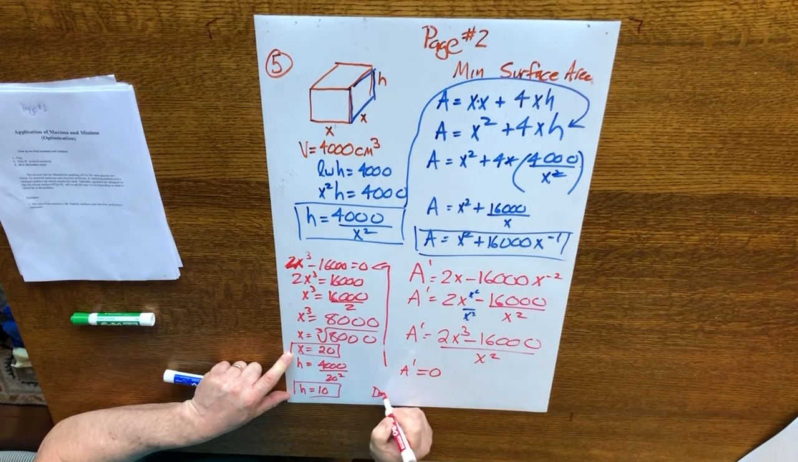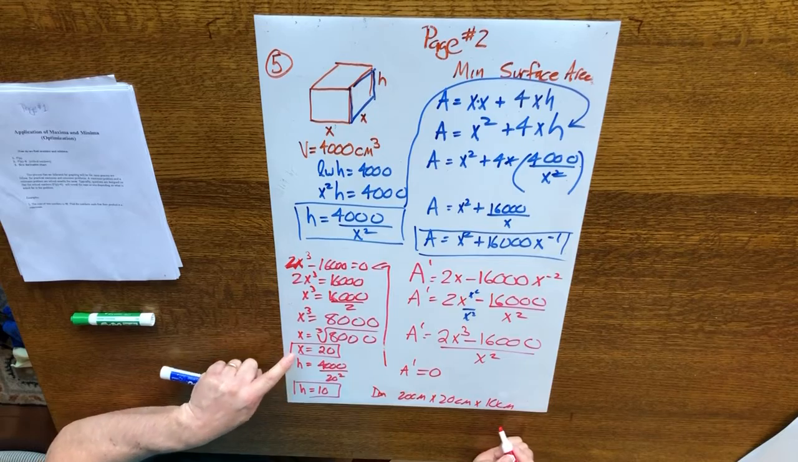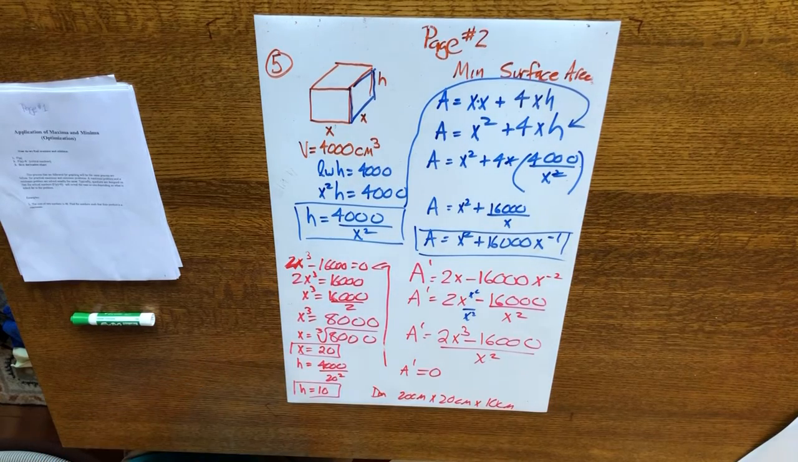So state the dimensions down here. The dimensions are going to be 20 centimeters by 20 centimeters by 10 centimeters tall. So the length and the width are 20 and the height is 10.